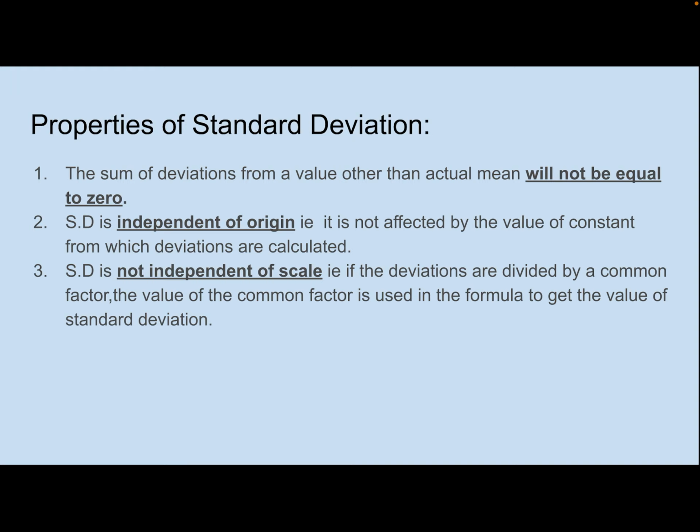That's the first property. The second one says standard deviation is independent of origin. That is, it is not affected by the value of constant from which deviations are calculated. Students, if you change this origin point, the standard deviation is not going to be affected. This is the meaning of the term independent of origin, that deviations which are calculated from the values of the constant do not affect standard deviation.